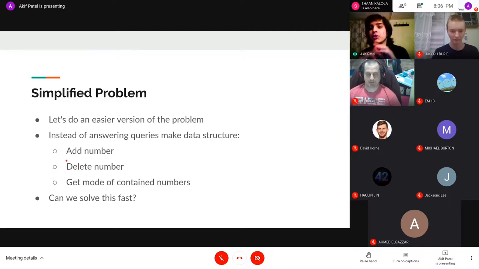So you have some data structure we want to make, which you can add a number to, you can remove a number from, and you can query the mode of that data structure, okay? Everyone clear on what this new problem is?